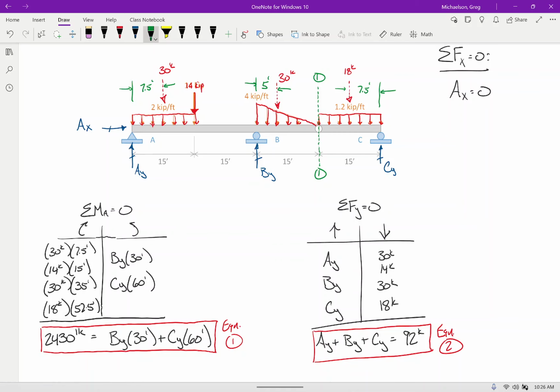Well, for one, there are less known forces to deal with. On the left, I've got this triangular load. There's all this hullabaloo on the left. Whereas on the right, all I have is that distributed load. It's a lot less forces to deal with. But a more apt reason, really the real reason to look to the right, are the unknowns.